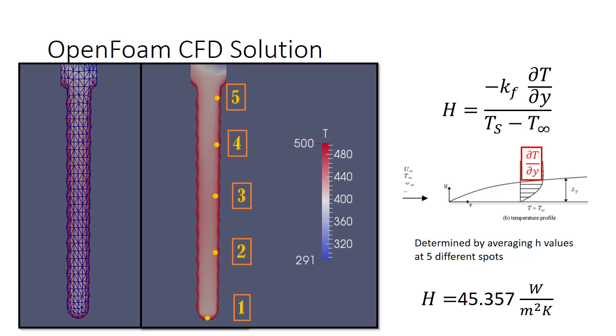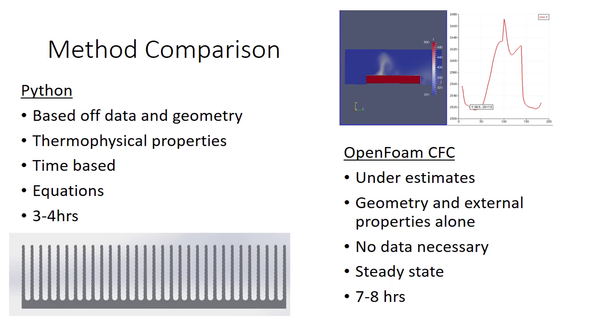So taking an average over these 5 spots, because this model includes millions of cells, and we didn't want to do the calculations for all of them. We just took an average over a general space of the heatsink. Doing this, using the equation on the top right, we got a heat convection coefficient of 45.357 watts per meter squared Kelvin. As can be seen, these are two very different methods of finding the heat transfer coefficient of the fin array.